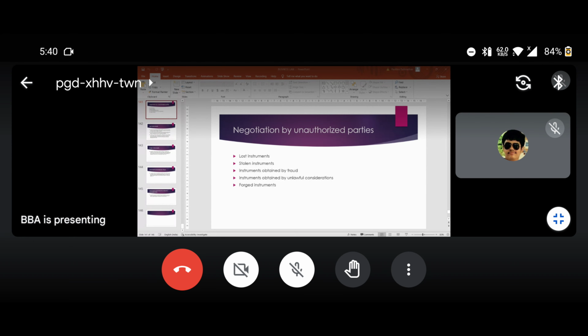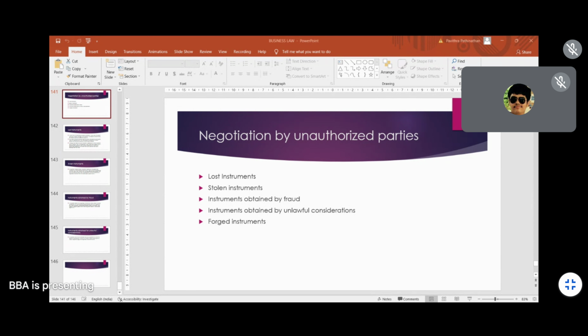Transfer can be done in two ways. One is negotiation, and the other is assignment. Now, in our syllabus, we don't have assignment, but I discussed negotiation with you. What negotiation basically means is transference of property from one person to another. Right. So under that there is negotiation by delivery, and negotiation by endorsement and delivery.